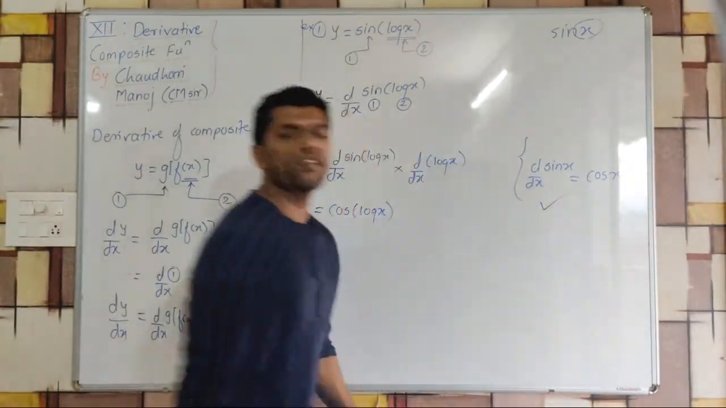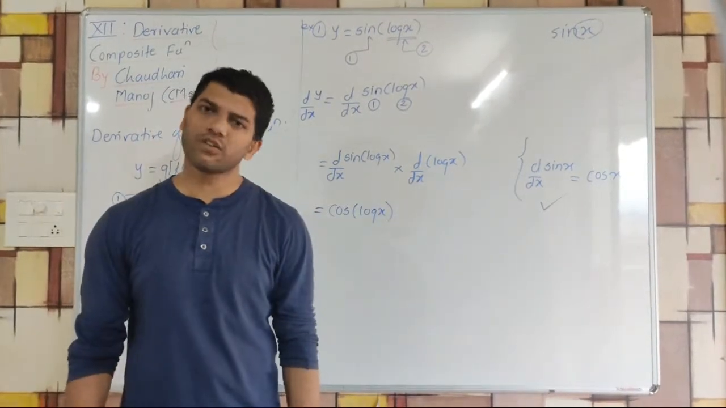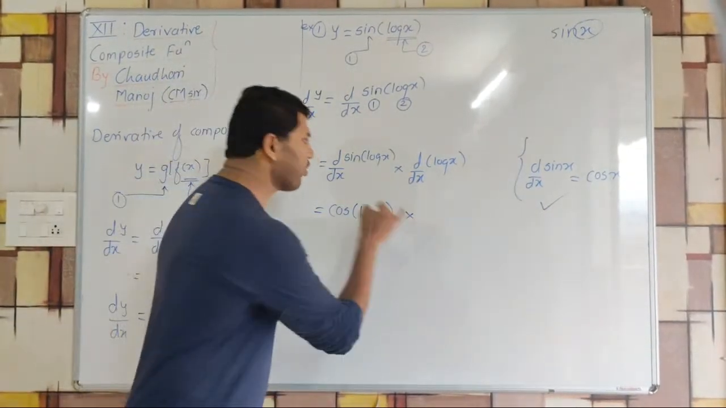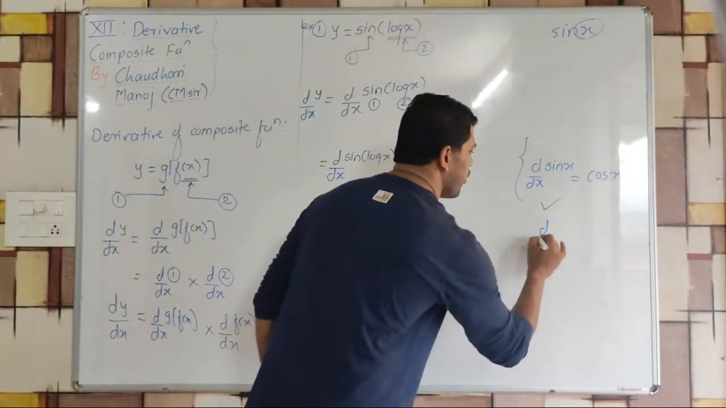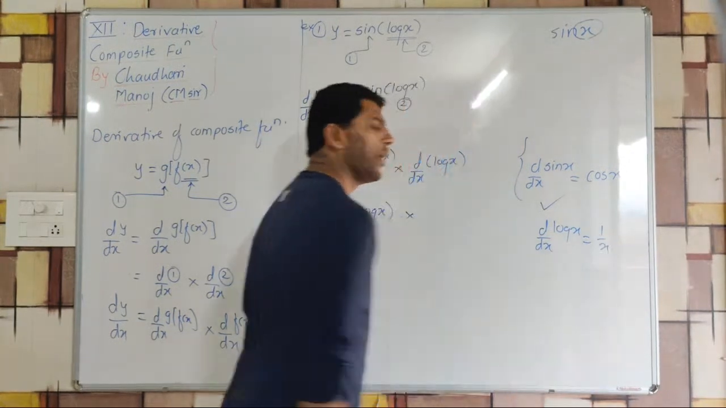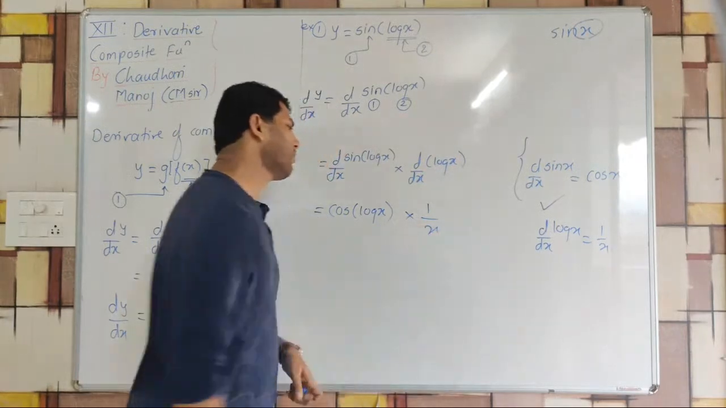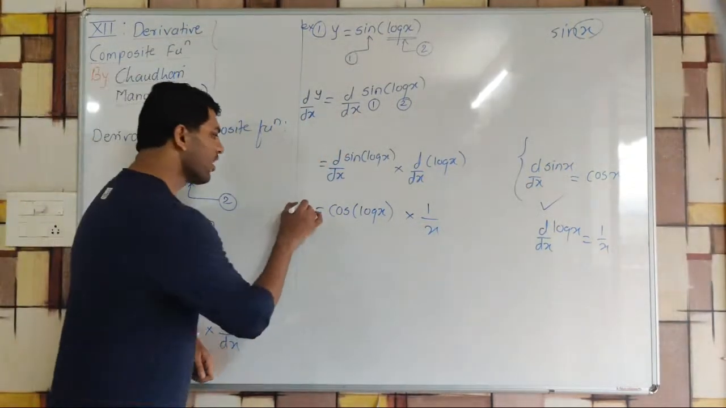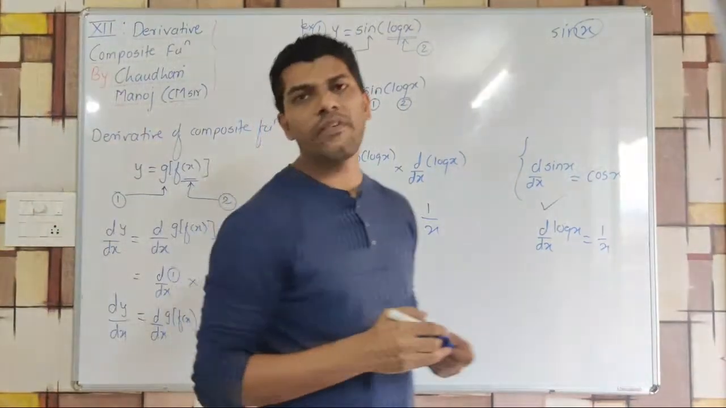I am using this standard formula: the derivative of sin x is cos x. Then, into the derivative of log x, which is also a standard formula if you remember: the derivative of log x is 1 by x. That's all, friends. Here we got the derivative of this composite function sin of log x.